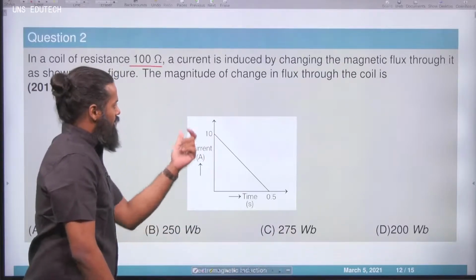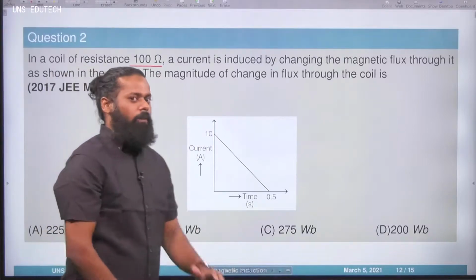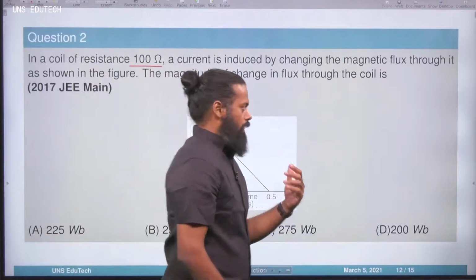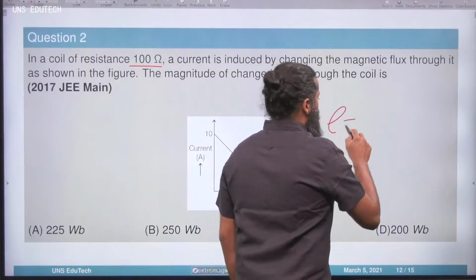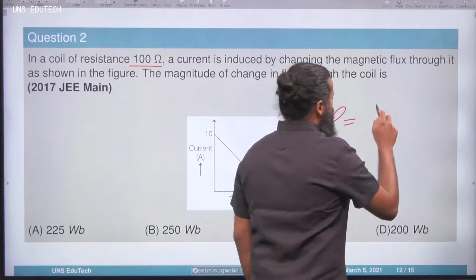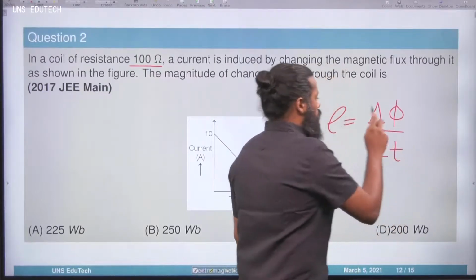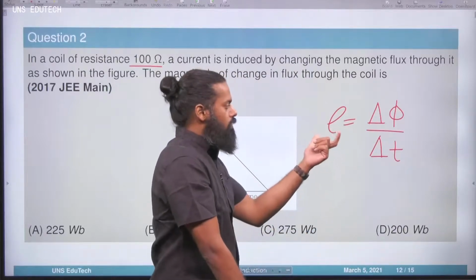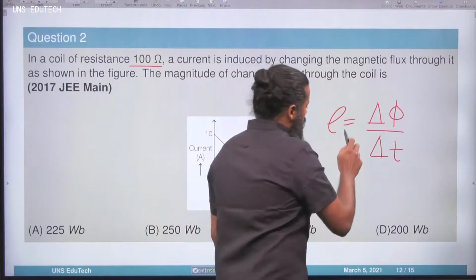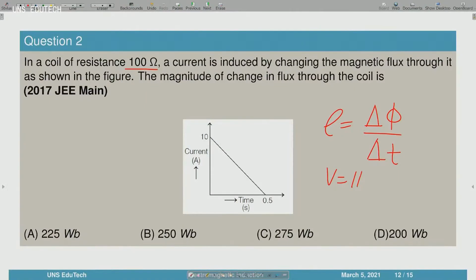So let us see what exactly this problem is. Here again, you have to apply Faraday's law of electromagnetic induction. So you know that electromotive force is equal to change in flux divided by change in time. So this is the total change in flux by total change in time, so delta phi by delta t. Again we can apply V is equal to IR, because the resistance of the coil is given. So IR will be equal to, or current will be equal to 1 by R into delta phi by delta t.